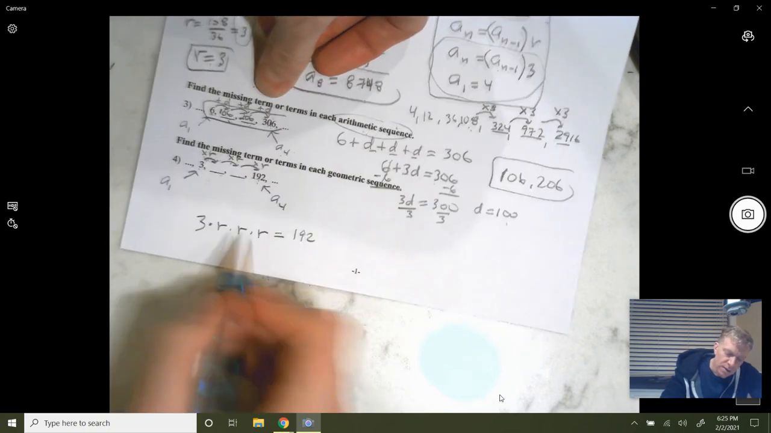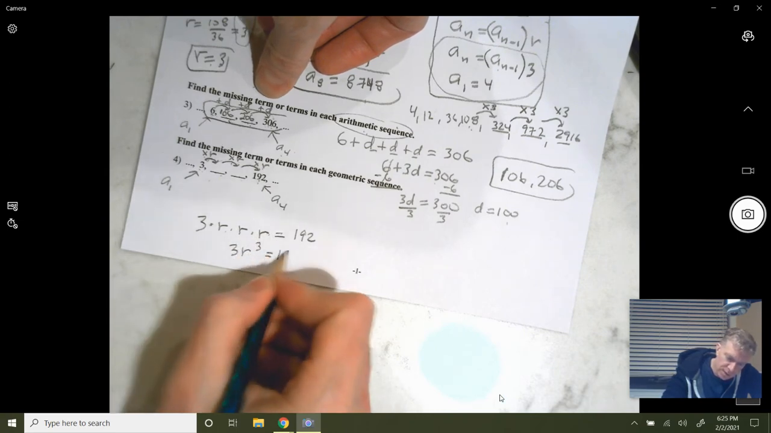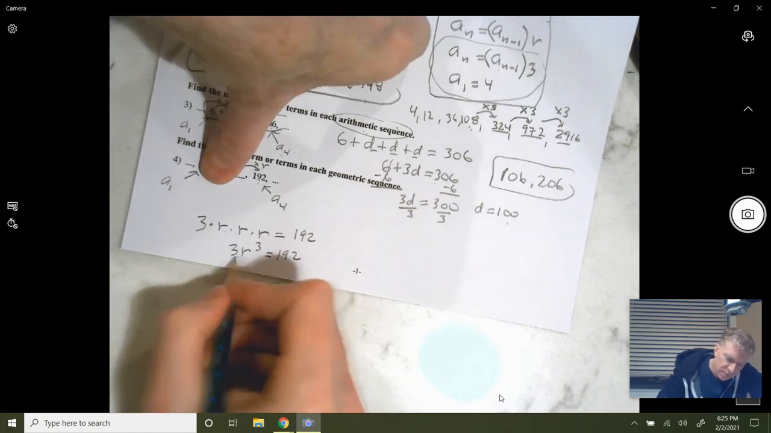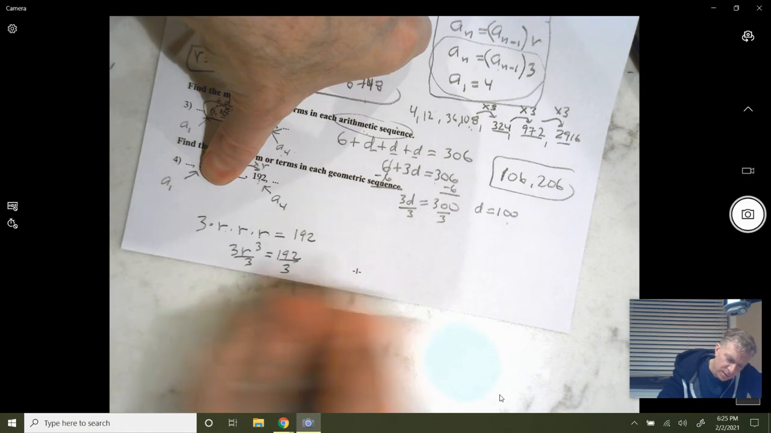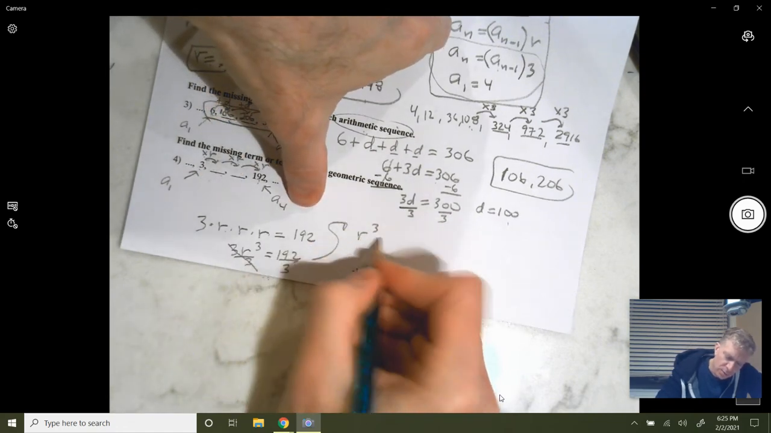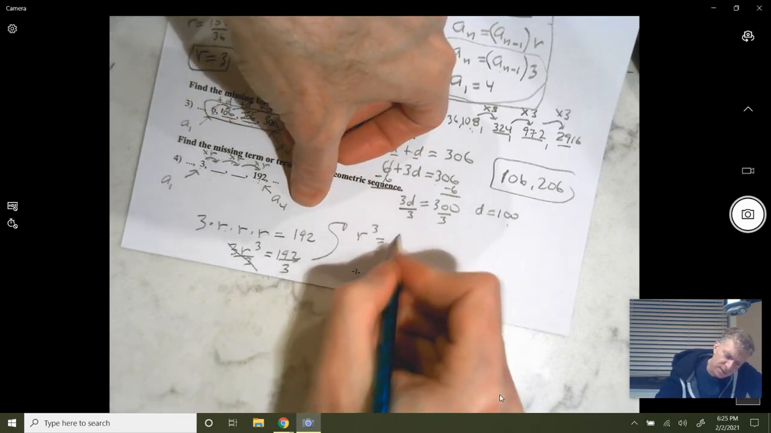Okay, r times r times r is r cubed. 3r cubed equals 192. Solve this equation. Divide by 3, divide by 3. The 3's cancel, and we get r cubed equals, what does that give you? 64.